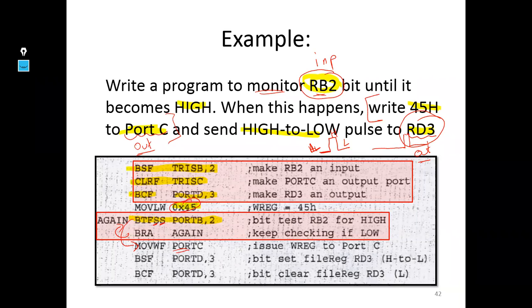How to send high to low pulse? We have seen that you have to use bit set file port D, 3, and then bit clear file port D, 3. So this will generate first bit set file, then bit clear file. This will generate pulse on the pin D3. Here we have an example of using bit test file skip if set or bit test file skip if clear.